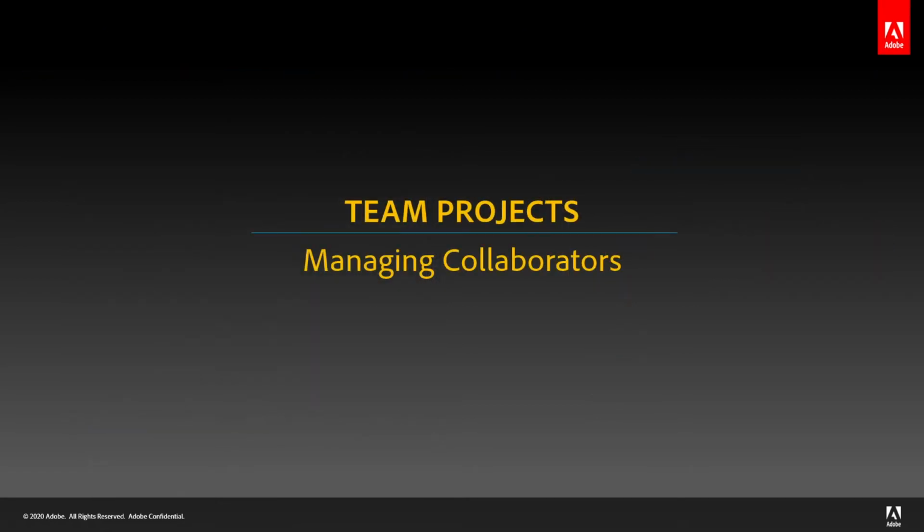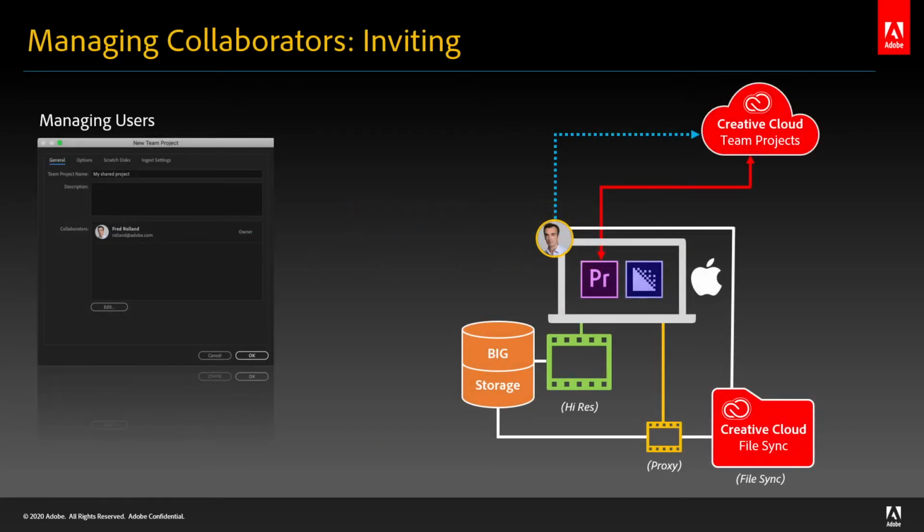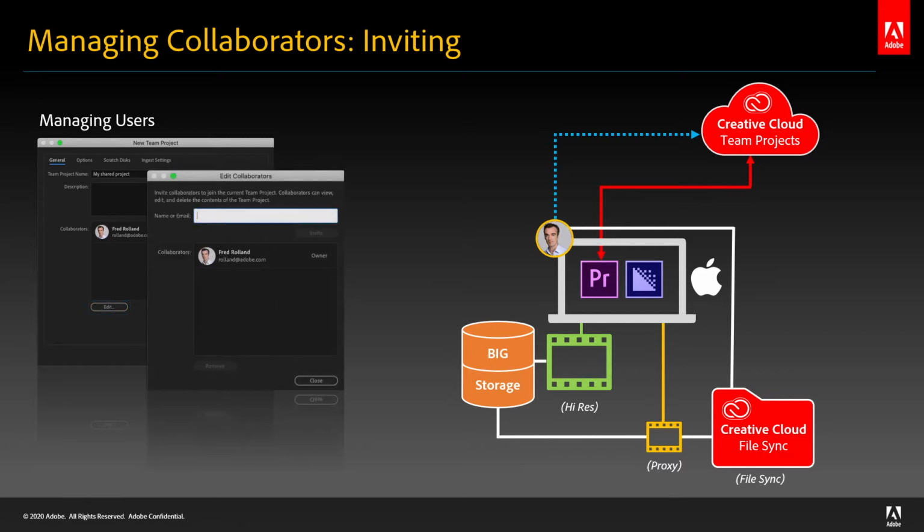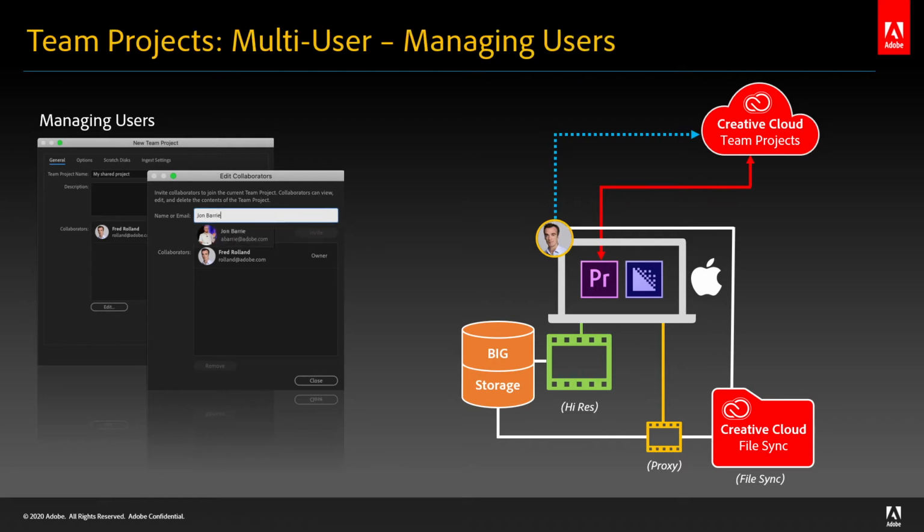Team Projects, managing collaborators. Editor collaboration is at the core of the Team Projects workflow design. Managing collaborators with Team Projects is simple. A Team Project owner can invite and remove collaborators from the Team Projects settings Edit Collaborators option. Inside the Edit Collaborators interface, the Team Projects owner can type in a name or named user ID email. When connected to an Active Directory, a filtered listing can assist in finding and adding collaborators efficiently.